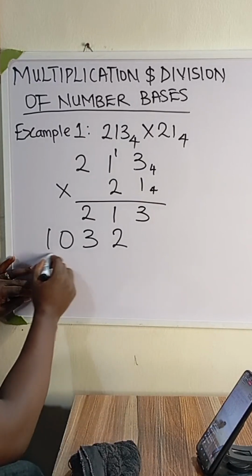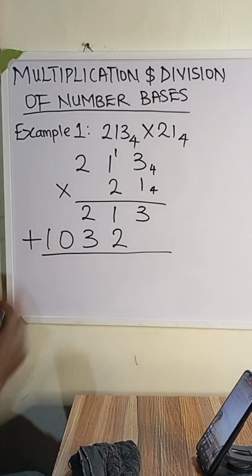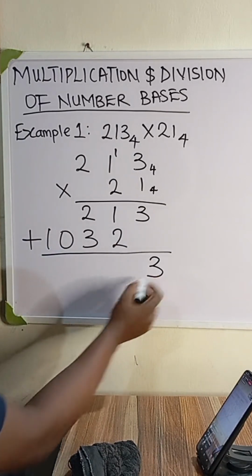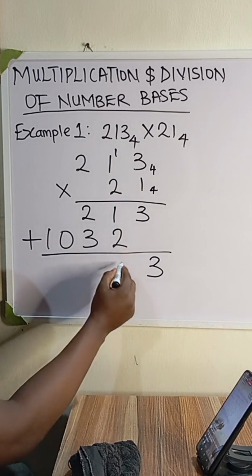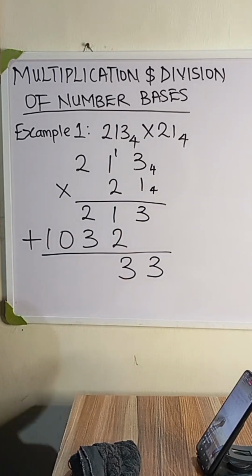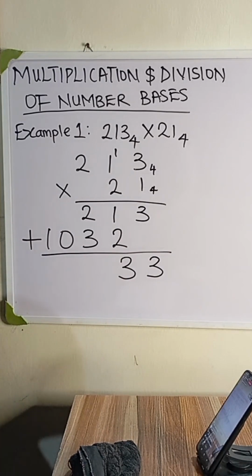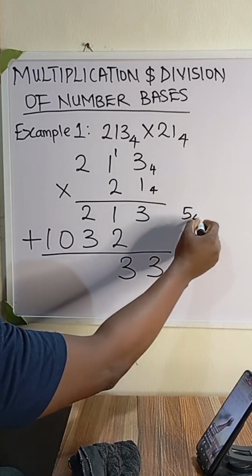Then now we can add them together. 3 plus nothing gives us 3. 1 plus 2 gives us 3. 2 plus 3 gives us 5. But just as we have seen over and over, we cannot have 5 in base 4.